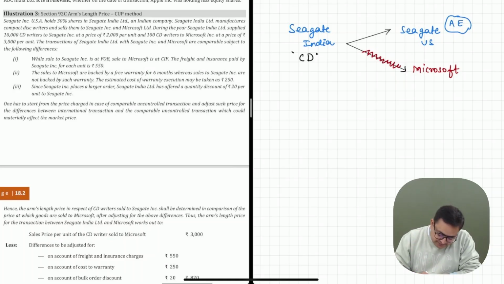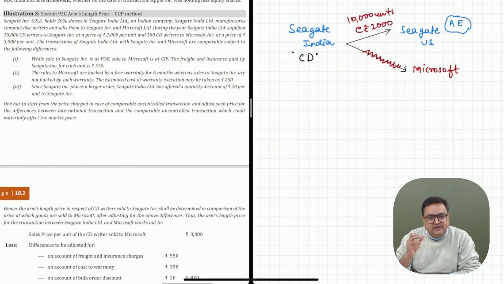Now they are saying that during the year Seagate India Limited supplied 10,000 CD writers to Seagate Incorporation at a price of 2,000 per unit. So they have sold 10,000 units at rupees 2,000. Please tell me, is 2,000 a correct price? The answer is no. It is a biased, controlled price, and what we need is an uncontrolled price, right?